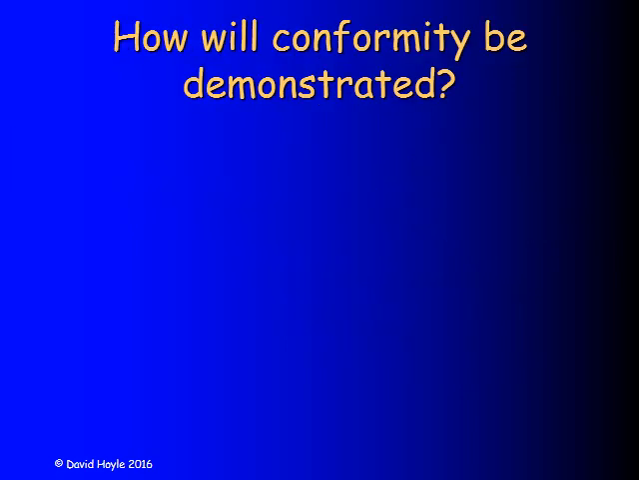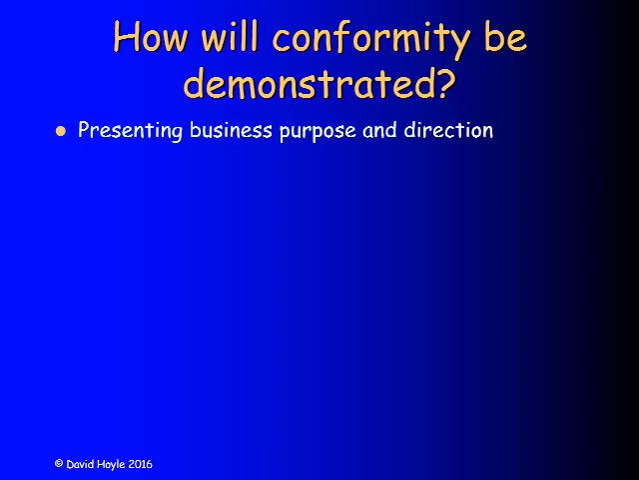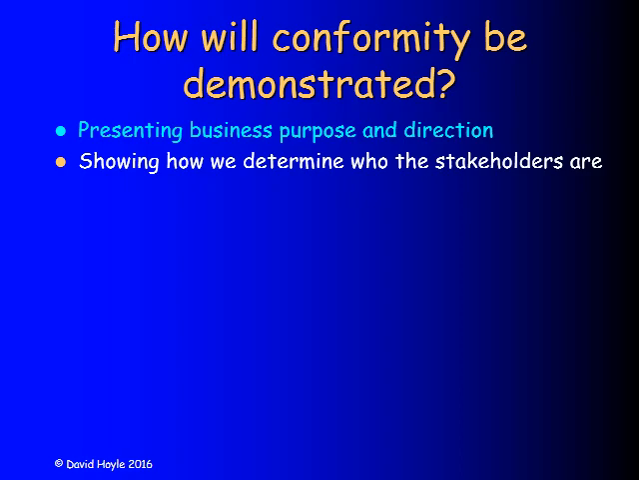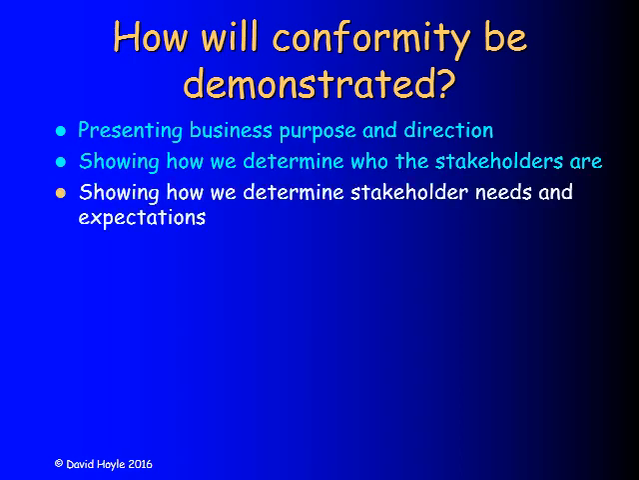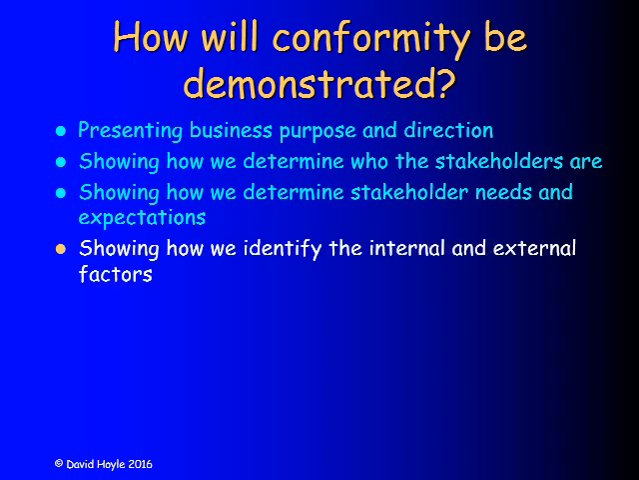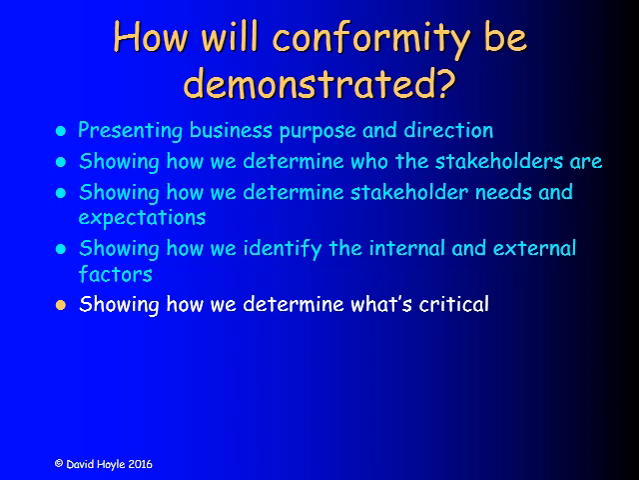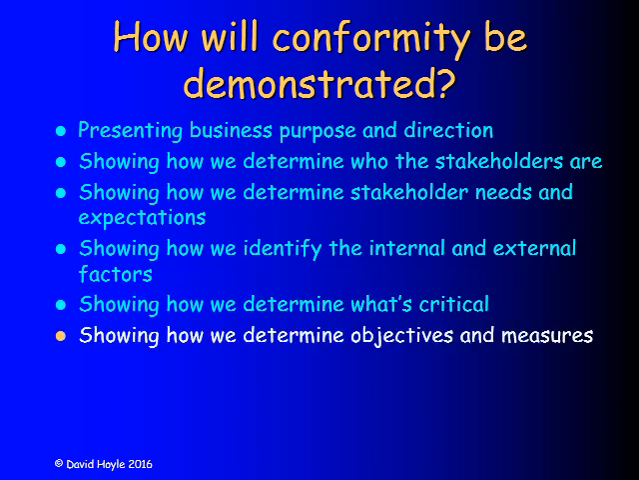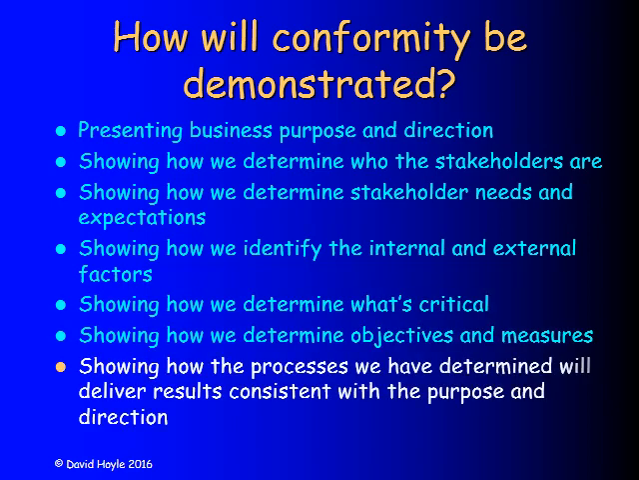So how will we demonstrate conformity with the requirements of 4.1 on the context of the organization? Well, we can do that by presenting evidence that we have defined the business purpose and direction, showing how we determine who the stakeholders are, showing how we determine stakeholder needs and expectations, showing how we identify the internal and external factors, showing how we determine what's critical, showing how we determine objectives and measures, showing how the processes we have determined will deliver results consistent with the purpose and direction of the organization.